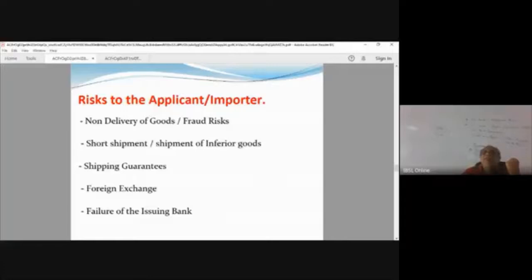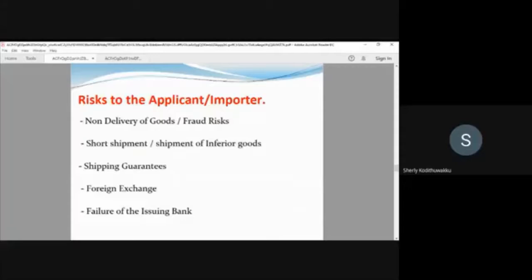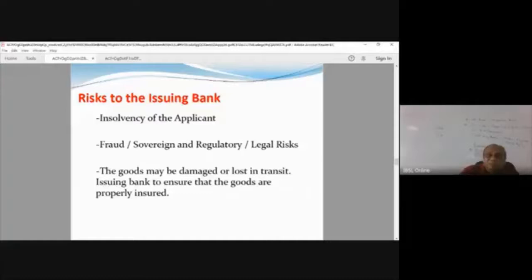Then risk to the applicant or the importer. I have a question. Now, in case the importer wanted to go on a CNF basis, then we have to open a CNF LC. In that case, this is not going to be considered. Also, as the issuing bank, we can't push the exporter to go with the insurance. Can I go back to the screen? The goods may be damaged or lost in transit. Issuing bank to ensure that the goods are properly insured.